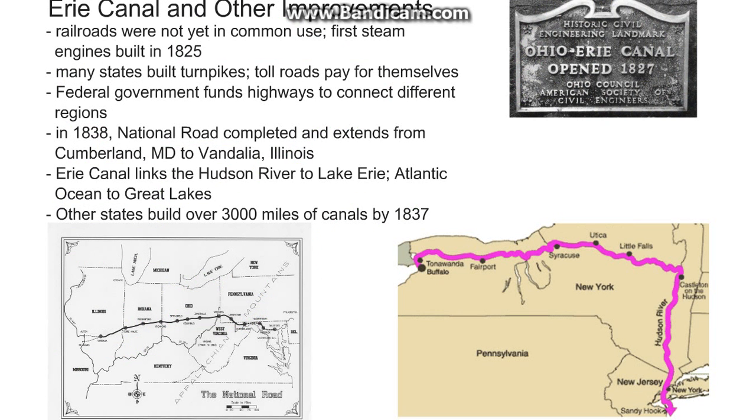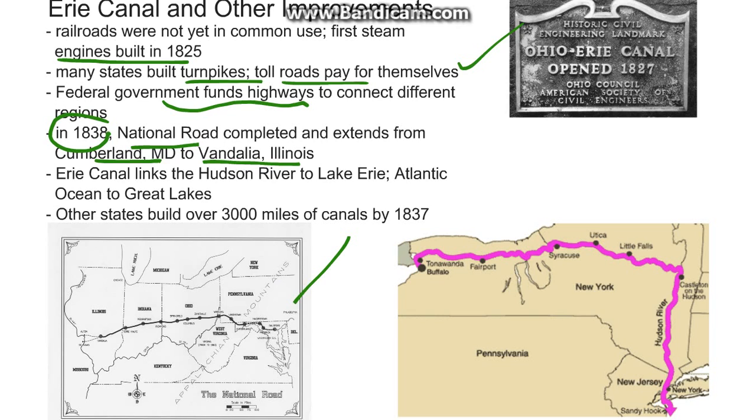The Erie Canal and other improvements. Railroads were not in common use yet. The first steam engine isn't even built until 1825. Many states were building turnpikes and toll roads because they could pay for themselves. The federal government is also going to fund highways to connect different regions. So in 1838, the National Road is completed and extends from Cumberland, Maryland to Vandalia, Illinois. You can see the National Road pictured on this map here.